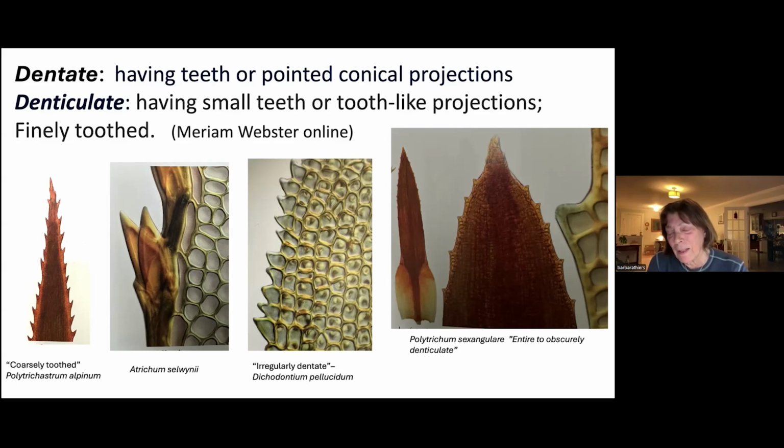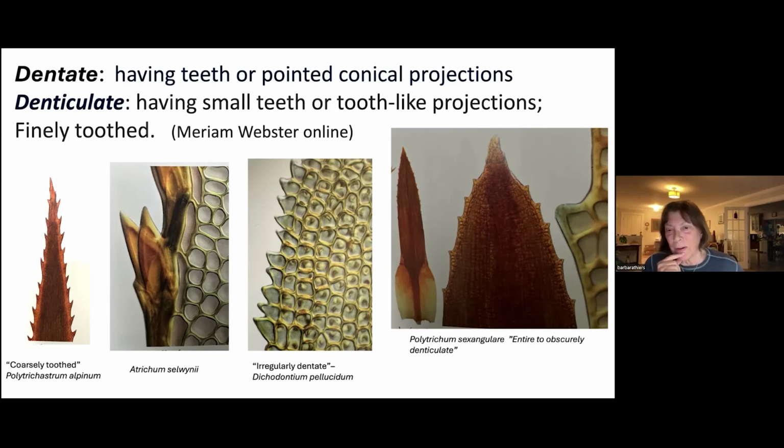And then another point I like to make on this far right slide picture, it's Polytrichum sexangulare. It's described as being entire to obscurely denticulate. Now, when you look at it up close, you probably wouldn't say obscurely. It's pretty distinctly denticulate. It's certainly less so than Polytrichastrum alpinum. But I think if you look at it from a slightly farther away view, at the whole leaf, it does seem more like obscurely denticulate.